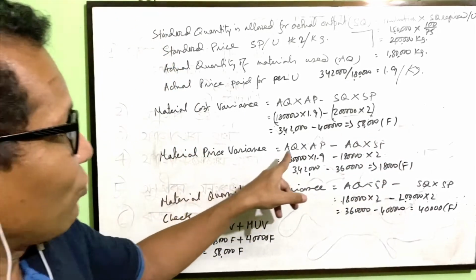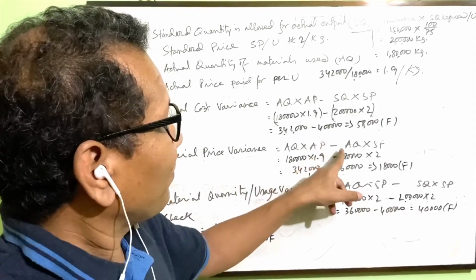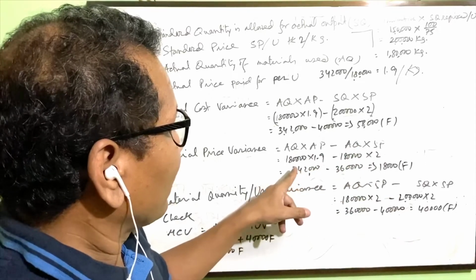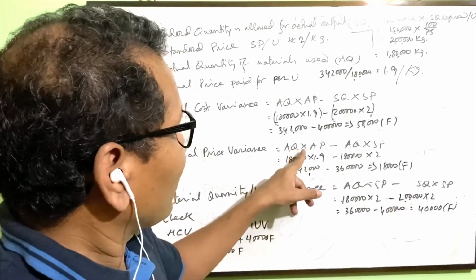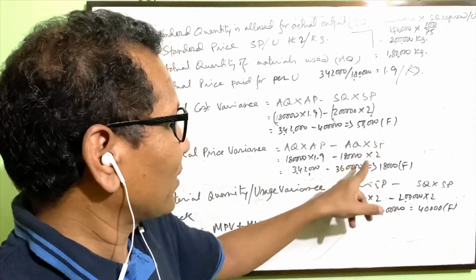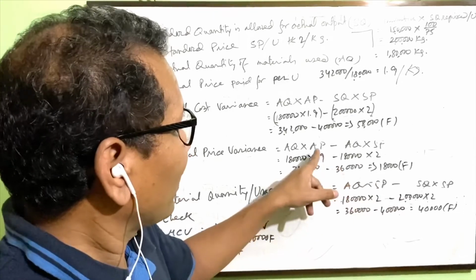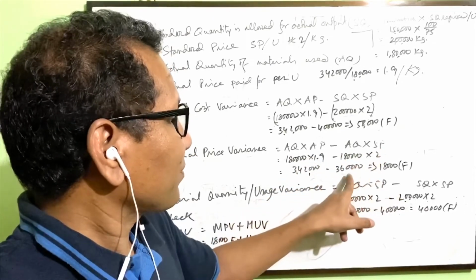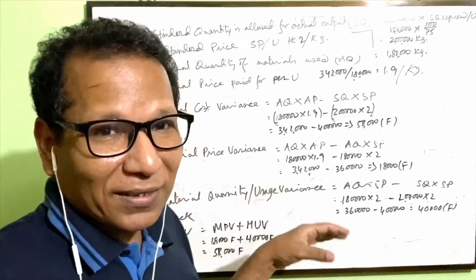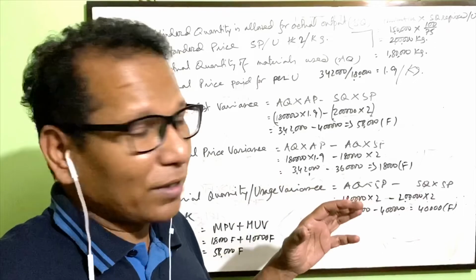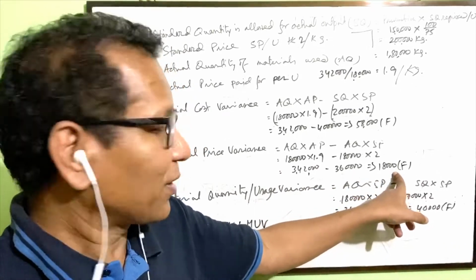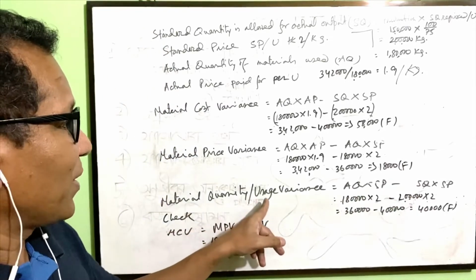Material price variance: actual quantity given, actual price given, standard price given. So we see that actual quantity and actual price is 3,42,000 and actual quantity and standard price is 3,60,000. Here we see that standard price is greater than the actual price. So we see that here there is a favorable variance of 18,000.